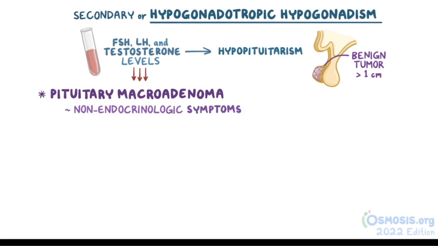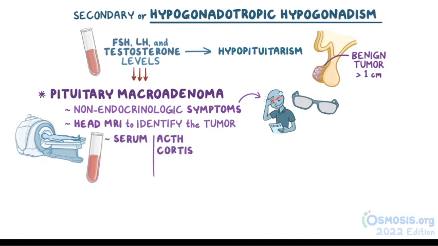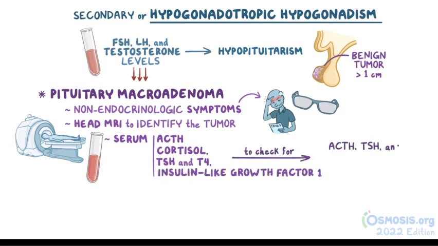Non-endocrinologic symptoms of a macroadenoma include compression symptoms, like headache and visual impairment. These symptoms typically trigger obtaining a head MRI to identify the tumor. Then, serum ACTH, cortisol, TSH, and T4, insulin-like growth factor 1 should be drawn to check for ACTH, TSH, and growth hormone deficiency, respectively.